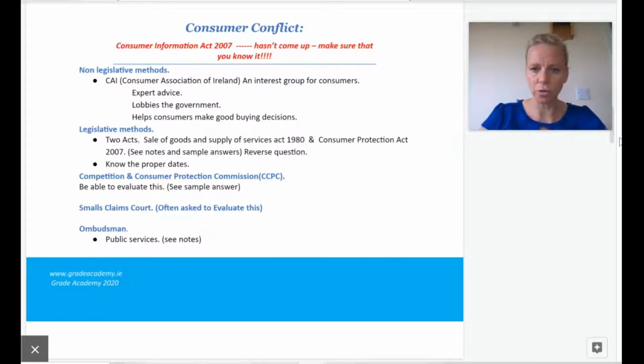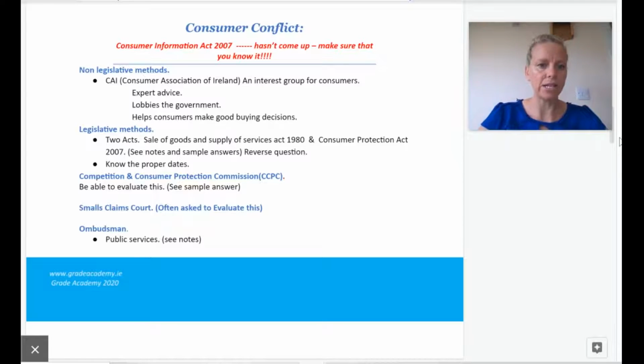Okay, it's an interest group for consumers, gives expert advice, lobby the government, helps make consumers make good buying choices. They publish their magazine, so on. Okay, so be able to give, at least if you're testing yourself on that, make sure you can give yourself a 10-mark there on that. Okay. So there, our non-legislative method would be, we might seek information from the Consumer Association of Ireland. Remember, our non-legislative would we go and speak to the shop manager, maybe, explain a problem and try and sort it out without having to resort to any legislative methods.